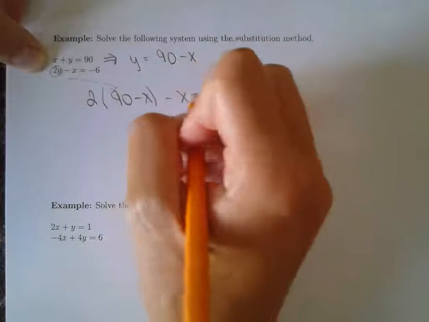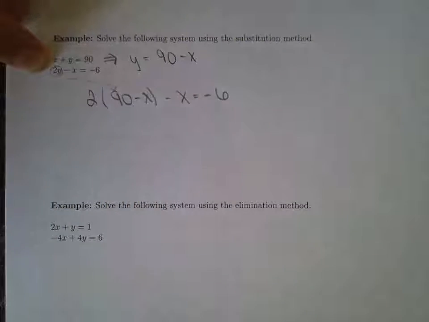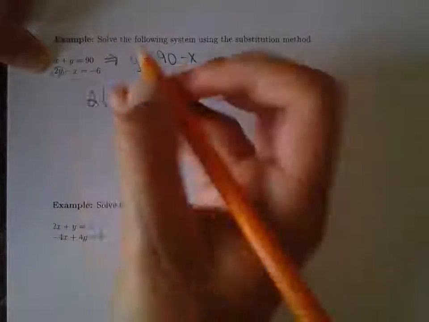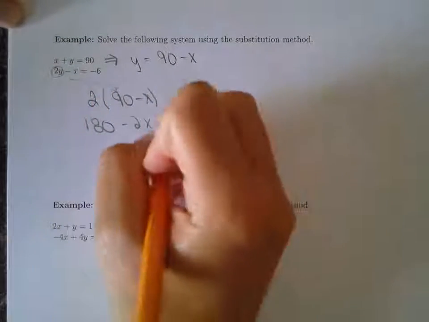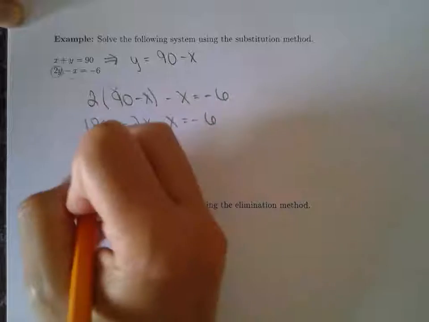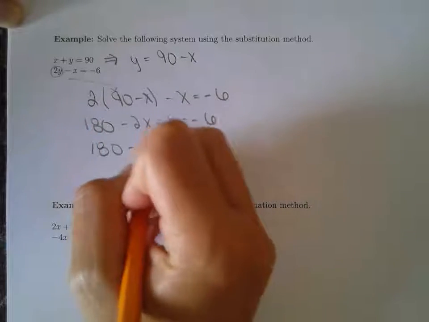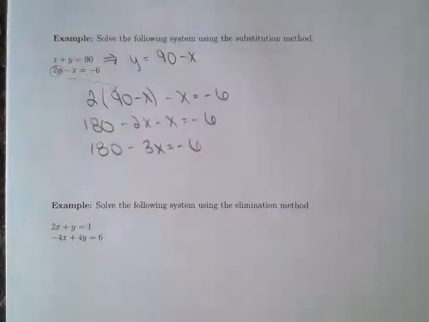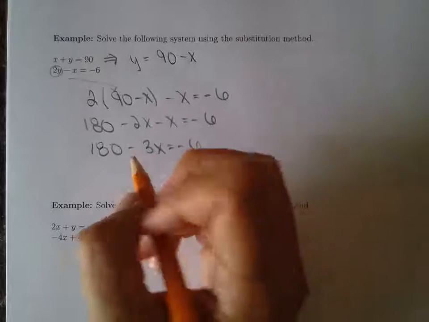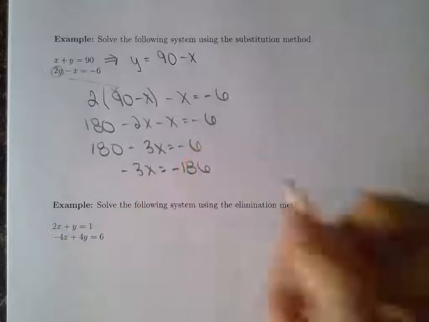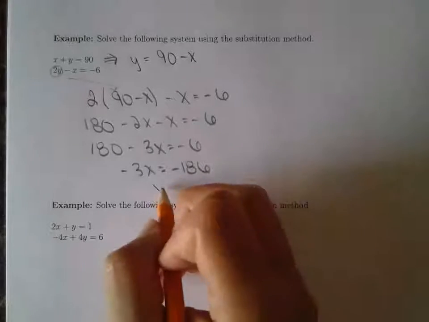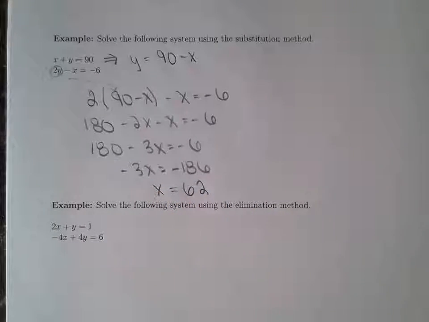Okay, minus x equals negative 6. Okay, now we're going to solve for x for this. So distribute the 2, that is 180 minus 2x minus x equals minus 6. 180 minus 3x equals minus 6. Subtract 180 on both sides, that would be minus 3x equals minus 186. Divide by negative 3, x is 62.